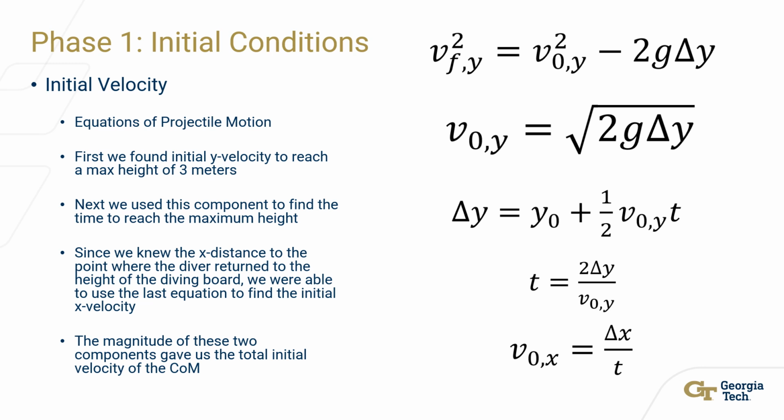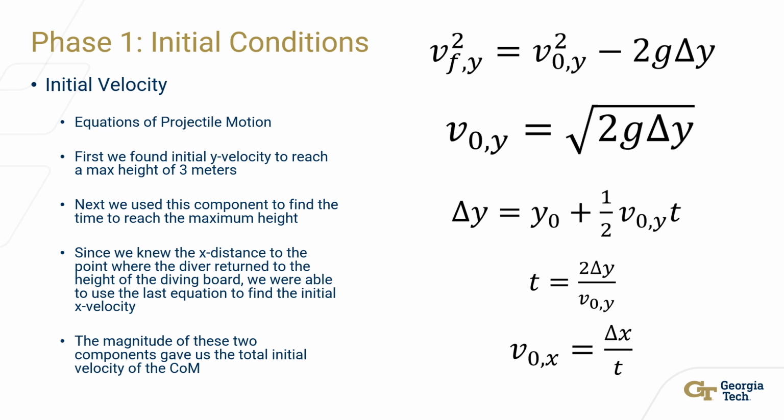To find the initial velocity, the kinematics equations of projectile motion were used. Without being given a value for time, the first equation was the only one we could use to find initial velocity in the y direction. The second equation is just the first after solving for the initial y velocity, as the final velocity would be 0 for the section of the dive from the start to the maximum height.